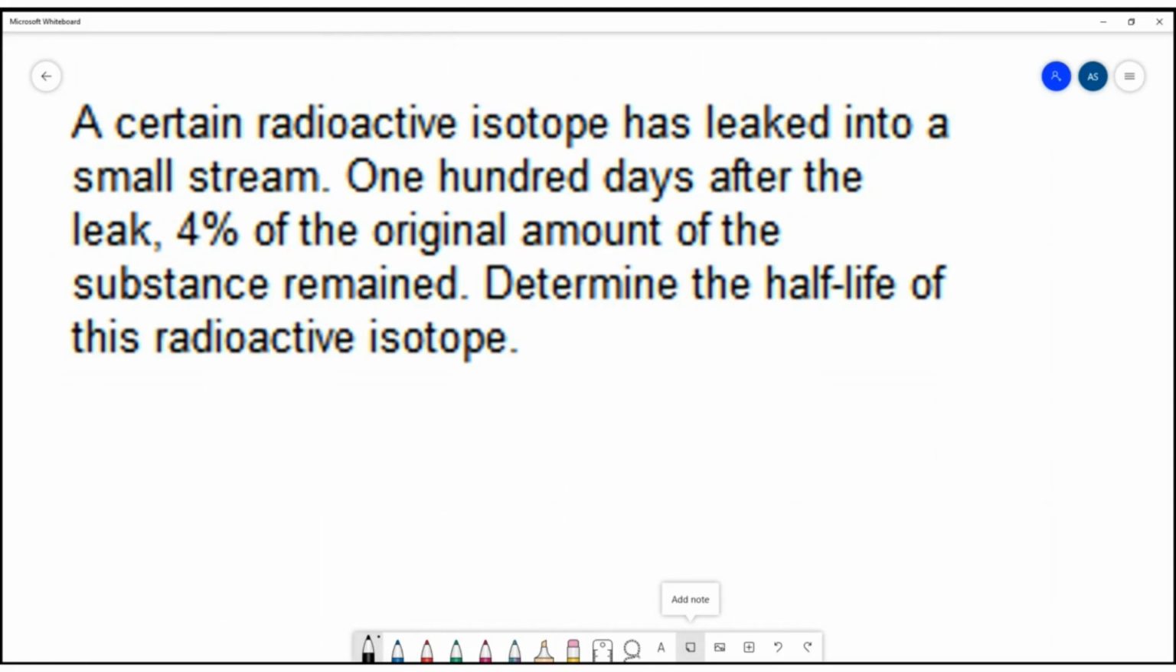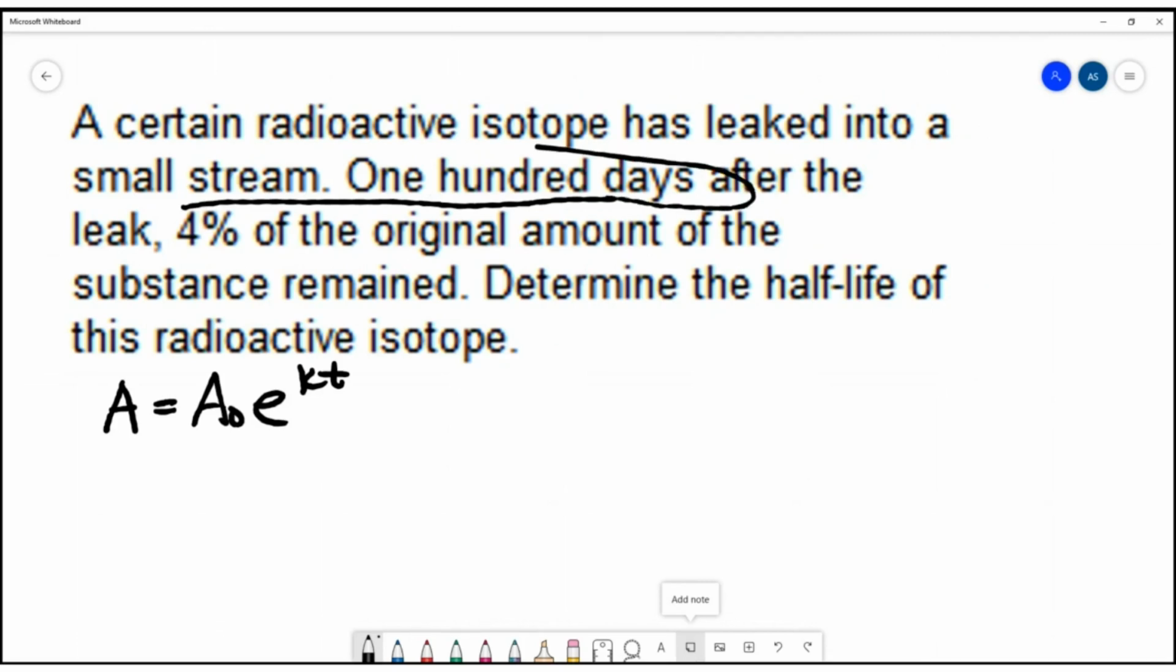So in our formula, k looks something like this: A equals A naught e to the kt. So with this information right here, 4% remains at 100 days.